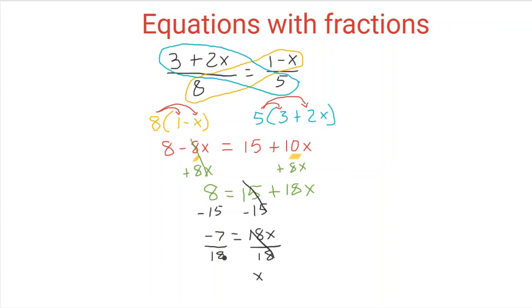If I did negative 7 divided by 18, that's going to give me a decimal. So I'm going to see if I can simplify it, which I can't because there's no number that can divide evenly into both of these. So my final answer stays negative 7 over 18. If you ever have an equation where there's a fraction set equal to another fraction, you can cross multiply to get your answer.